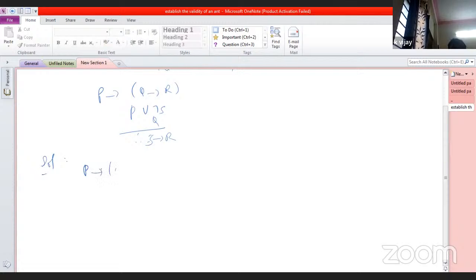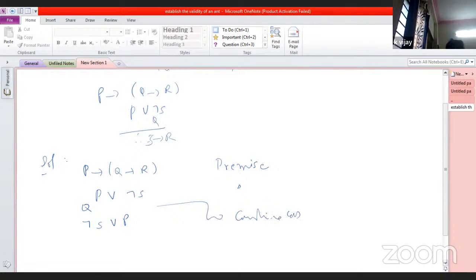P implies Q, Q implies R. That is called, as I told in yesterday's class, premise. Then P or negation of S, we can also call it a premise, and Q is normal, and another one, negation of S or P. So from the third condition we have to write here, this is the commutative law. Why? Because it is equal to negation of S or P, we can take that as the commutative law.